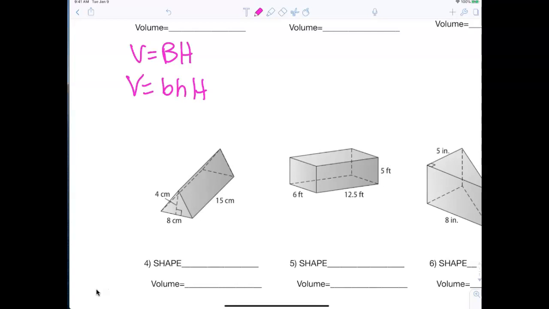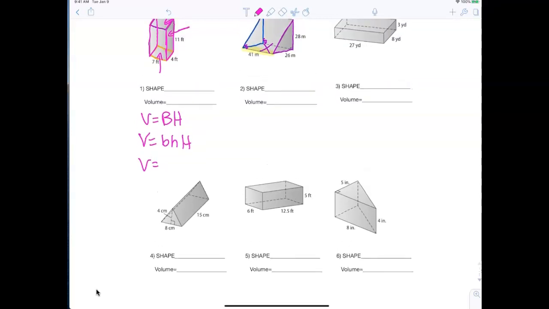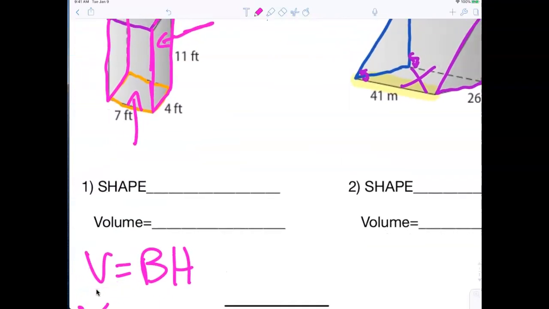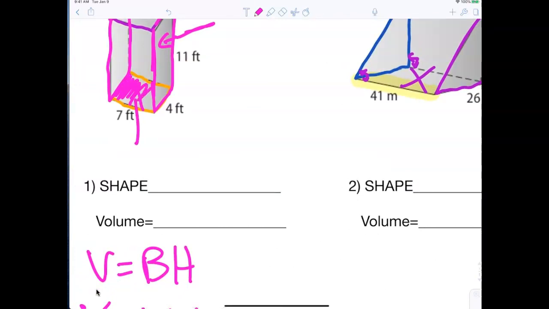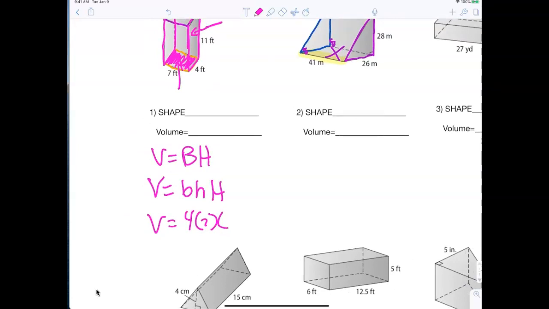Now, what would you say the base and height are of the rectangle? 4 and 7. It doesn't really matter, but for me right now I said this was the base. So 4 times 7. She is correct, it doesn't really matter on the rectangle, but it does matter on the triangle. So we're going to do 4 times 7. And then what's the height of the prism? 11.